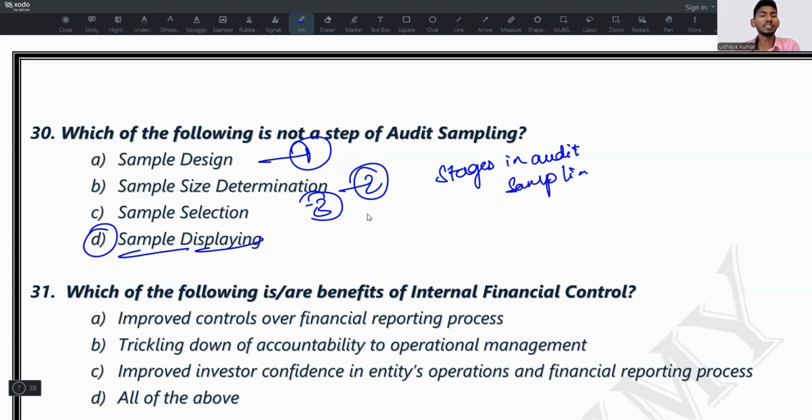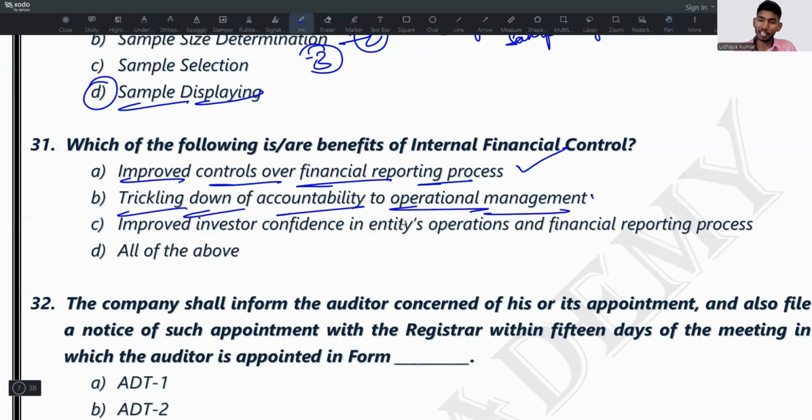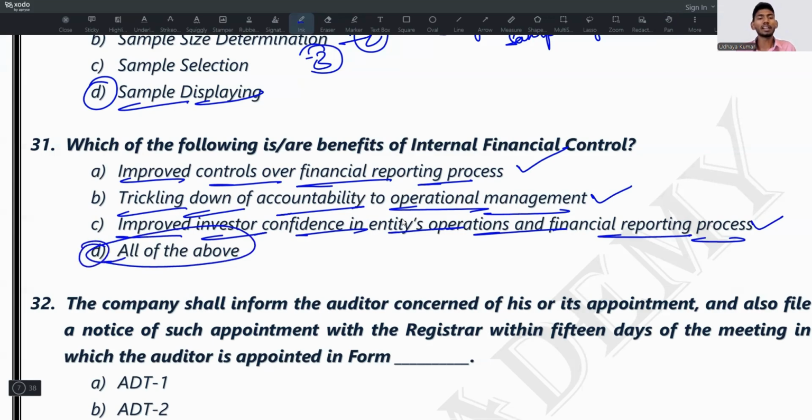Okay. Moving to the next question, which is 31. Which of the following is a benefit of internal financial control? It is quite easy, right? We have discussed internal financial control. Option A, improved controls over financial reporting process. Yes, that is a benefit. Then trickling down of accountability to operational management. Yes, it is also covered under benefits. And option C, improved investor confidence in the entity's operations and financial reporting process. Yes, obviously. So option D, all of the above, is the right answer.